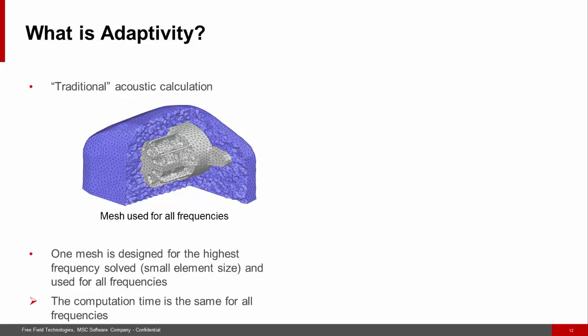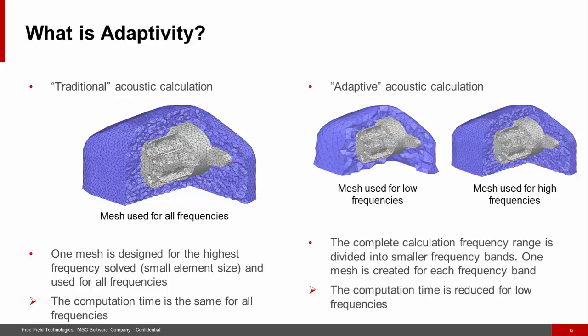On the contrary, adaptive acoustic calculations allow drastically improving the simulation efficiency. This technology exploits the so-called mesh adaptivity, where a set of meshes is created. One mesh for a given sub-frequency band is automatically built by the solver, targeting the maximum frequency of each band. Therefore, the computational time is extremely reduced, especially at low frequencies. At the same time, the user needs to provide only one mesh, or even only the surface mesh, as we will see in the following slides.